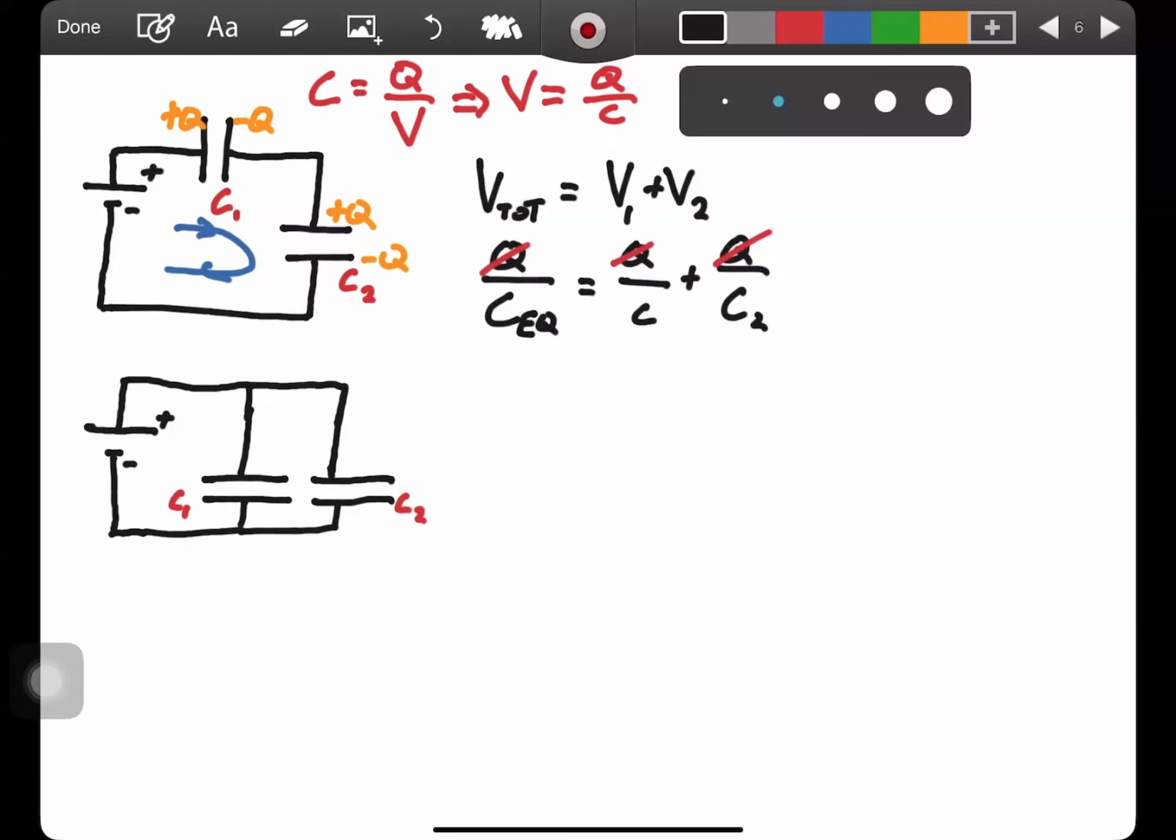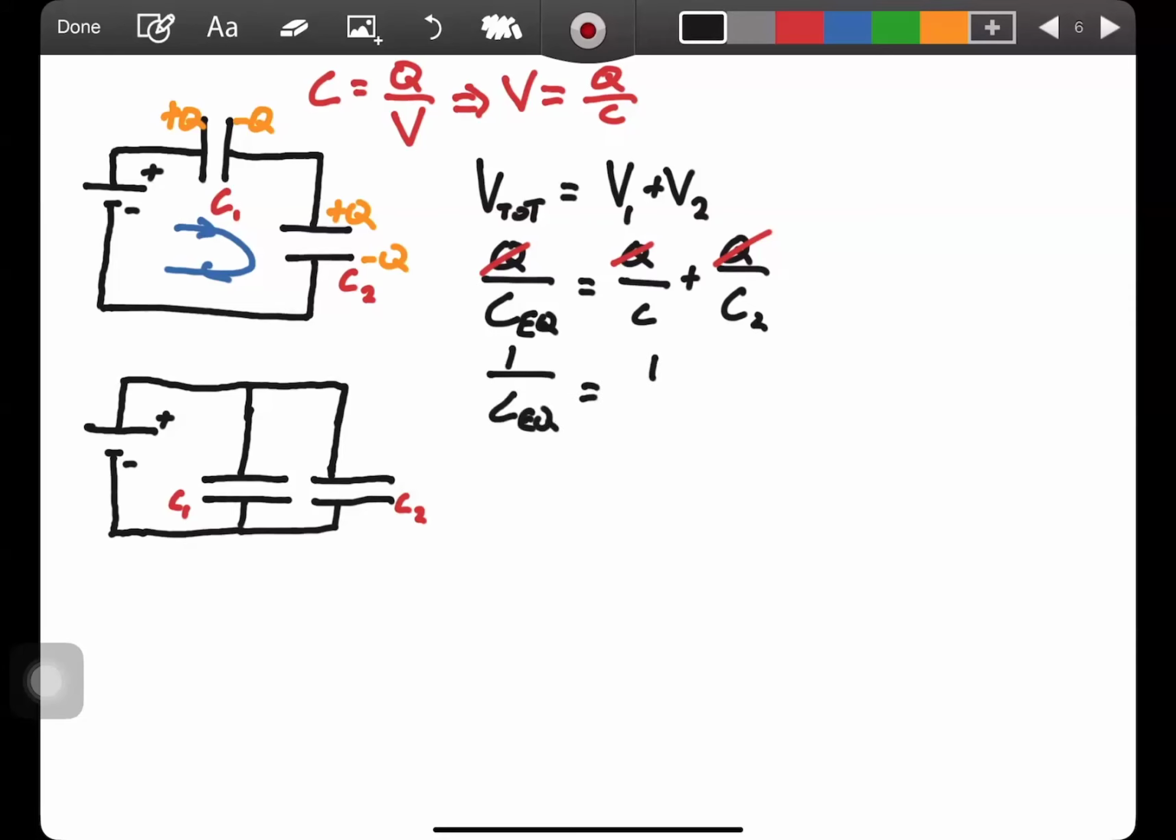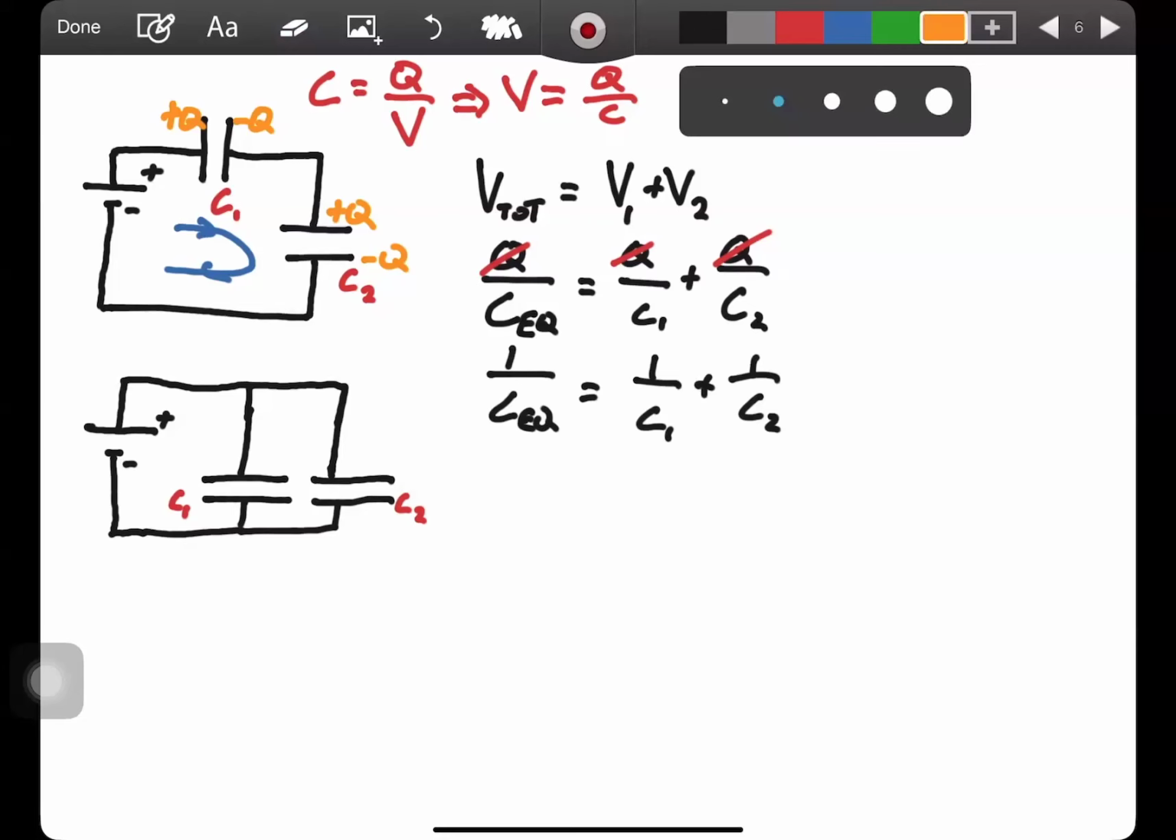So you have 1 over your equivalent capacitance is equal to 1 over C1 plus 1 over C2. Now, like I did with resistors in parallel, because I hope you're seeing that this is actually starting to shape up a lot like our resistors in parallel, which is to say that capacitance in series has a mathematical structure for its equivalence that is the same as resistors in parallel.